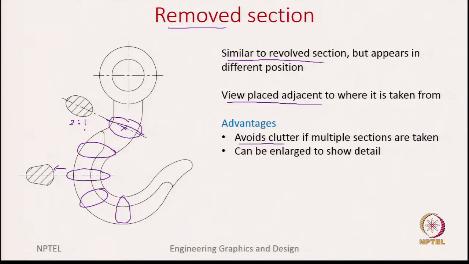Okay. So, now we see there are a few advantages of these removed sections, and we use this when there is a need to show these sections at multiple cross sections. Since there are multiple cross sections, we want to avoid clutter, and then we move these sections a little away from the object and show it.